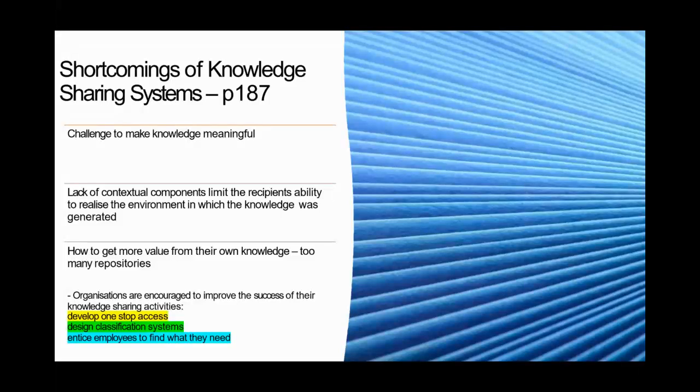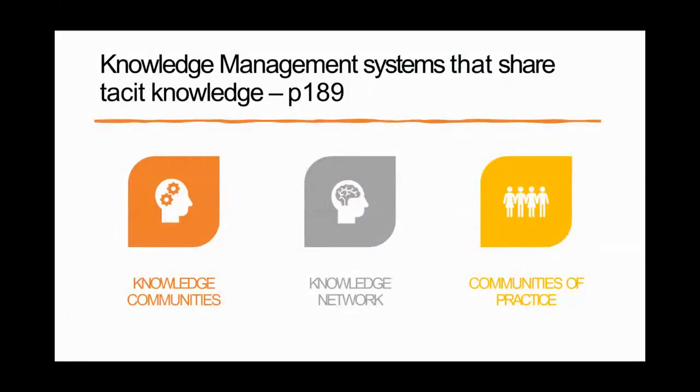You must develop a one-stop access point in an ideal world, and design a classification system. So classifying: this is knowledge on our processes, this is knowledge on how to do certain things, how to complete certain tasks. Then entice employees to find what they need. So we must also, like we mentioned earlier, find a way of motivating employees to use the knowledge sharing system.